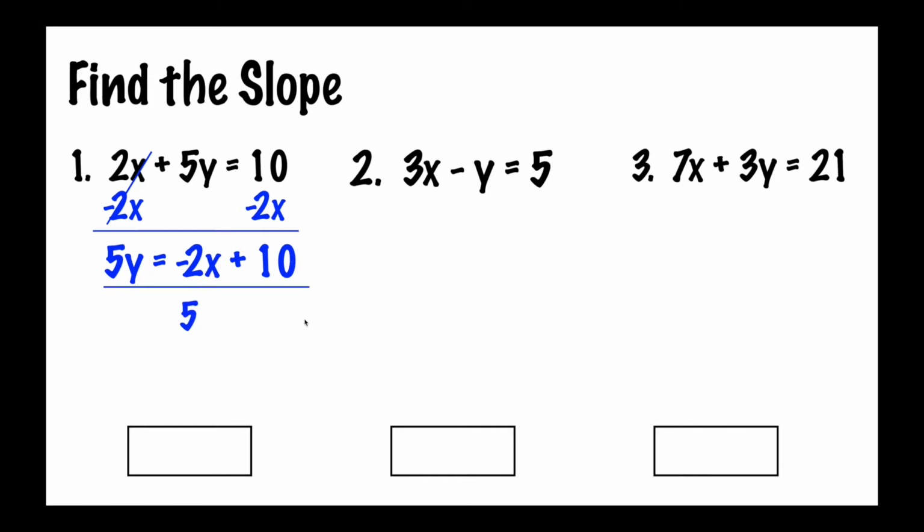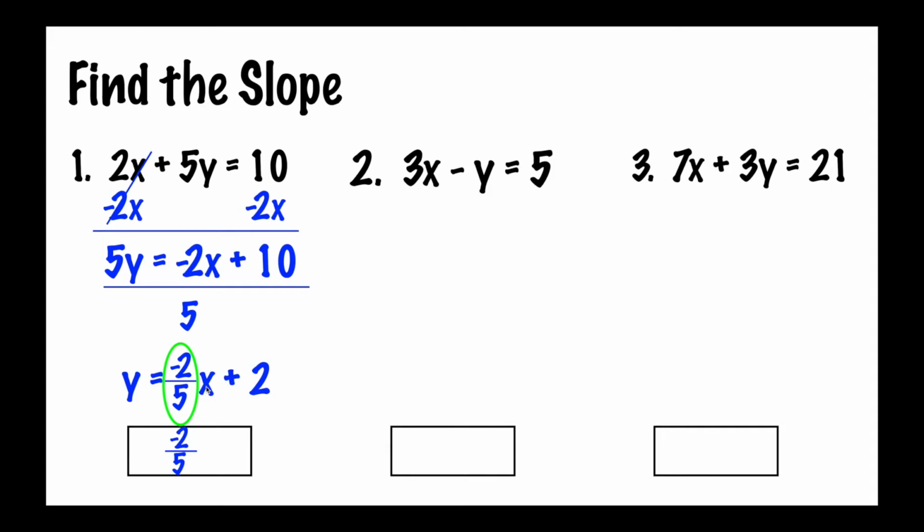Next, we divide both sides by 5. And we're left with y is equal to negative 2/5 x plus 2. Now, once it's in slope-intercept form, it's pretty easy to identify what the slope is. That's going to be the value that ends up in front of the x. So we get a slope here of negative 2/5.